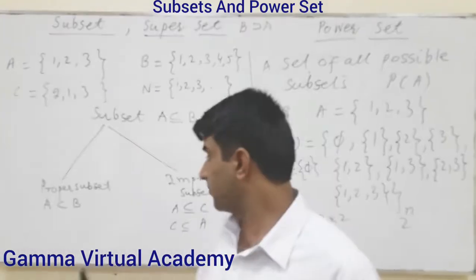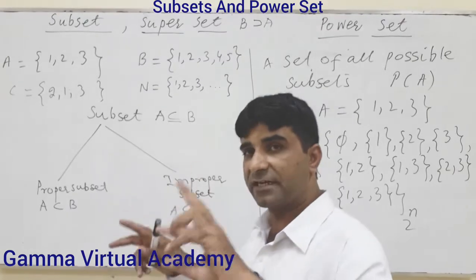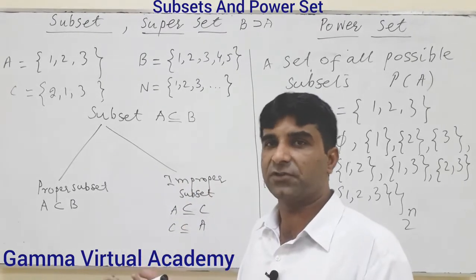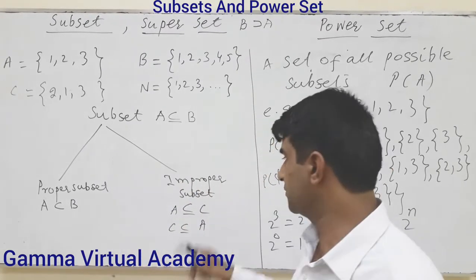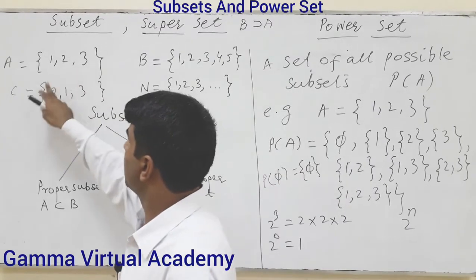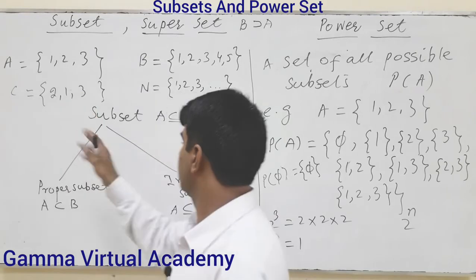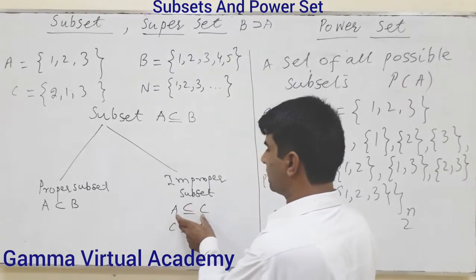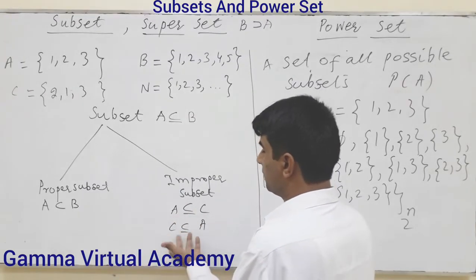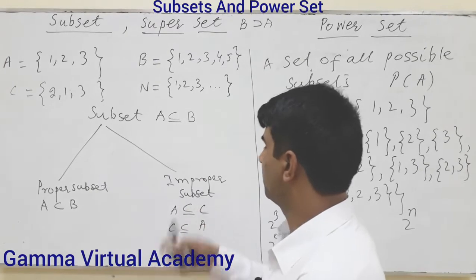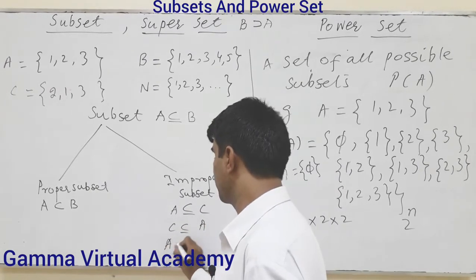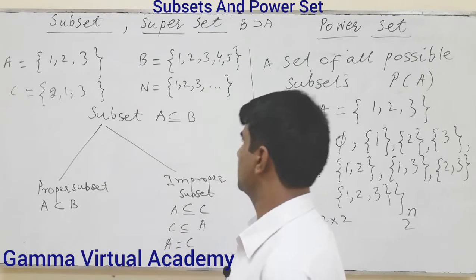It is an improper subset when the sets have the same members, meaning equal sets are improper subsets of each other. Here A has members 1, 2, 3 and C has members 2, 1, 3. So A is an improper subset of C and C is an improper subset of A. Both are improper subsets of each other and we can say these are equal sets.